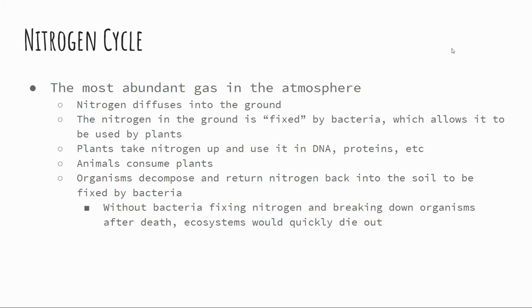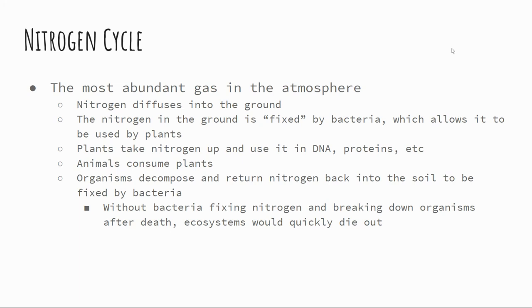Plants then take up the nitrogen and use it in the production of DNA, proteins, or other macronutrients. Animals consume plants, and organisms decompose and return nitrogen back into the soil to be fixed by bacteria. And without bacteria fixing nitrogen and breaking down organisms after death, ecosystems will quickly die out.